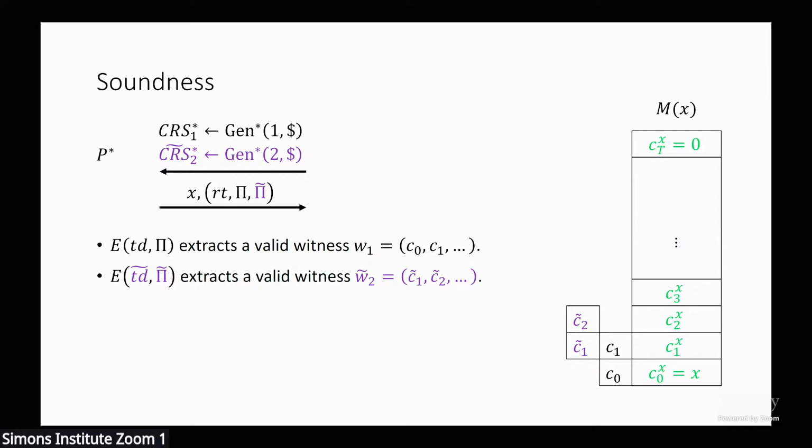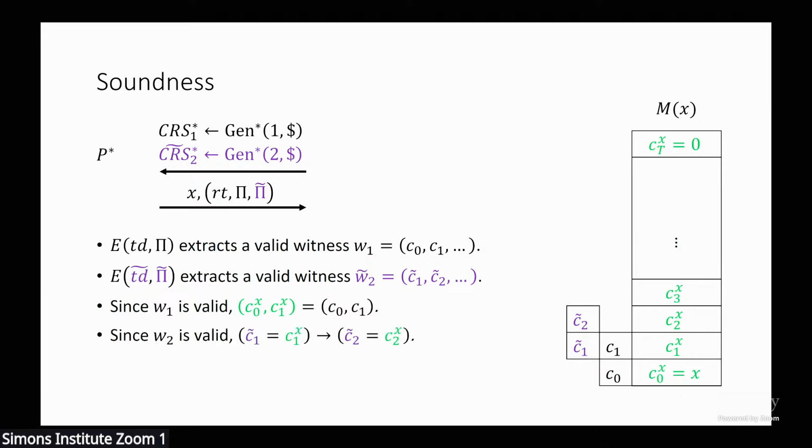So we know that the first pair, because this is a valid witness, C0 has to be correct and C1 has to be correct. And we know that the second witness is good, so if C1 tilde is correct, then also C2 tilde is correct. And finally, because of collision resistance, we can argue that C1 and C1 tilde are equal to each other. Why? Because we're extracting local openings of C1 and C1 tilde with respect to the same root, so they're going to be equal. Otherwise, we find a collision.